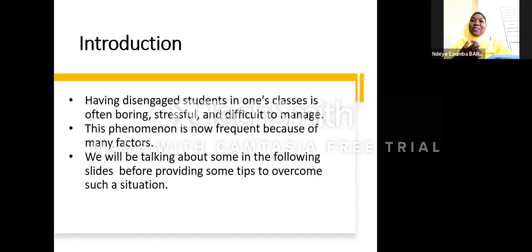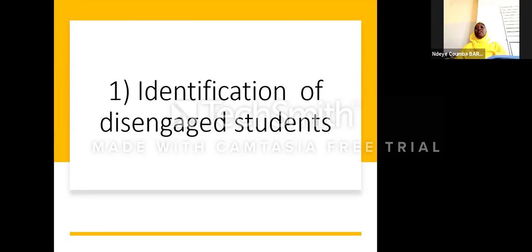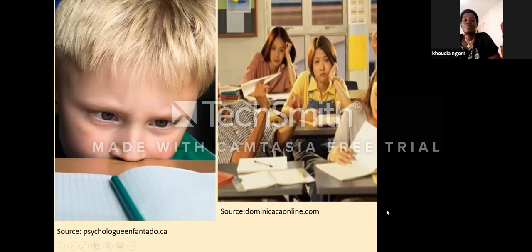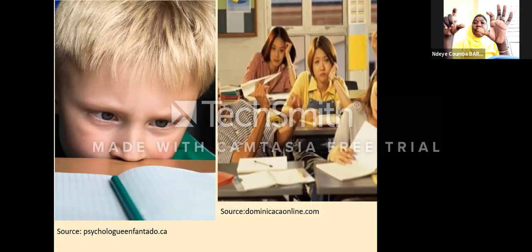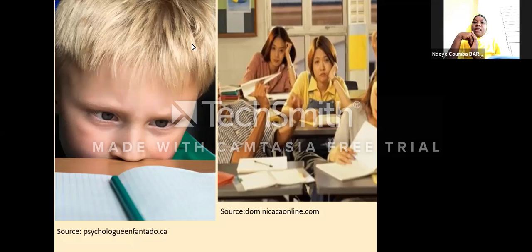Okay, thank you very much. So this is the introduction. You just have a look at it, and then we will move to the next slide. Okay, this is the identification of disengaged students. These are two pictures. So now try to look at the pictures and then tell us, how would you identify disengaged students?